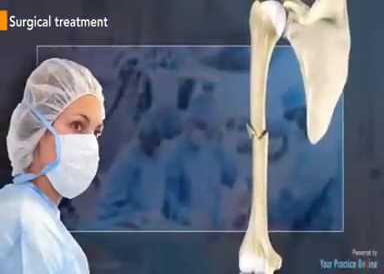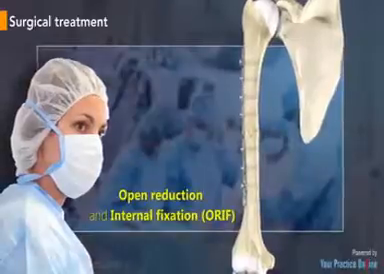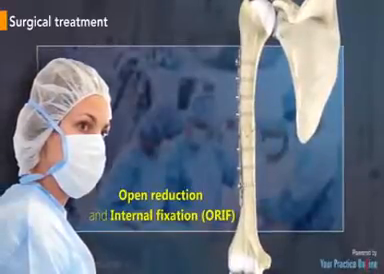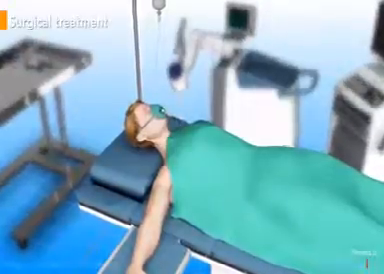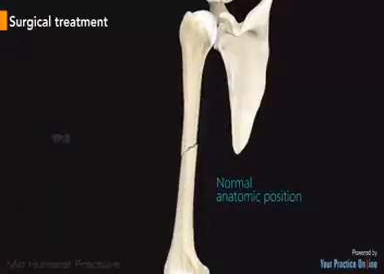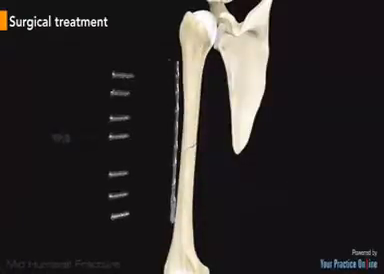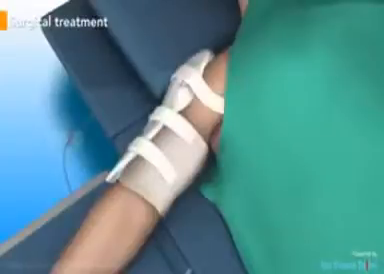Surgical treatment is called open reduction and internal fixation, ORIF. This procedure is usually performed under general anesthesia. First, your broken bones are put back into their normal anatomic position. Internal fixation devices hold your broken bones together. You will be placed in a dressing and/or cast following your procedure.